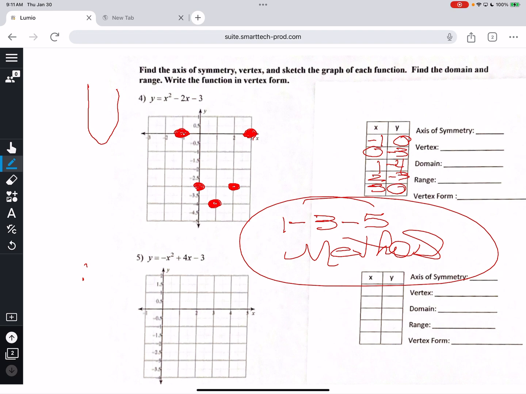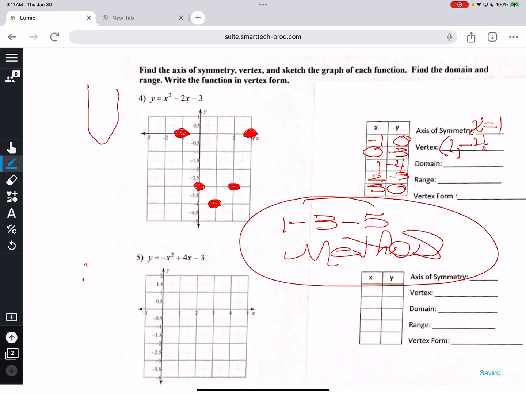So what do you put on vertex form? You still have to go opposite B over 2A. Like, what do you put, just blank? For number 4? Yeah. Well, y'all should have had it filled out from yesterday. That's why I grabbed it. We did opposite B over 2A, and you came out with the axis of symmetry as x equals 1. And then we took the 1 and put it back in, and we got 1, negative 4.